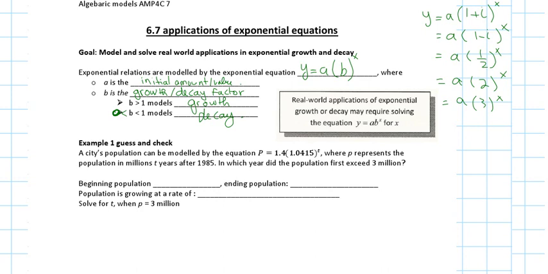In which year did the population first exceed 3 million? Okay? Let's first look at our equation. P is replacing what letter?